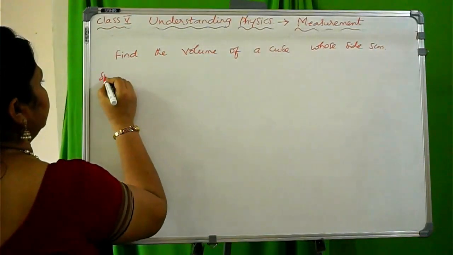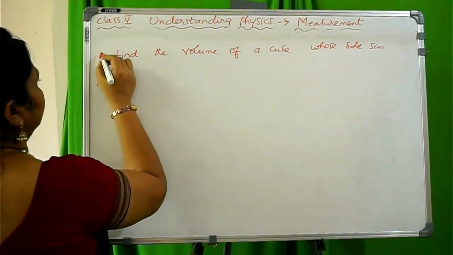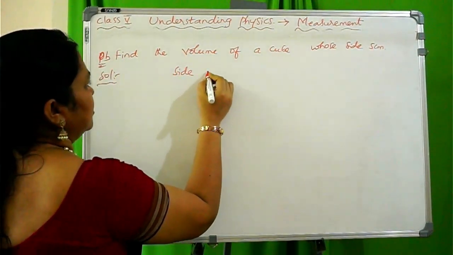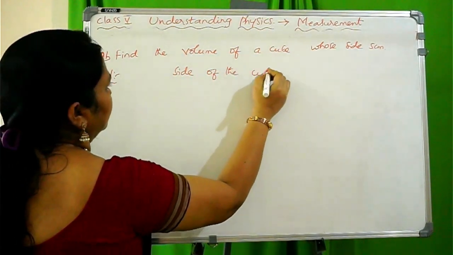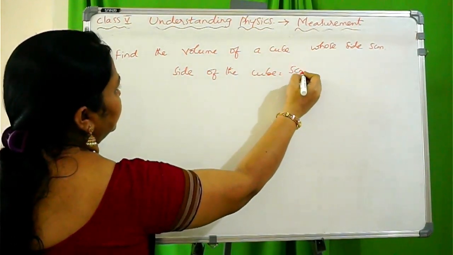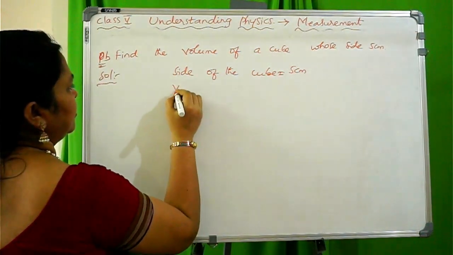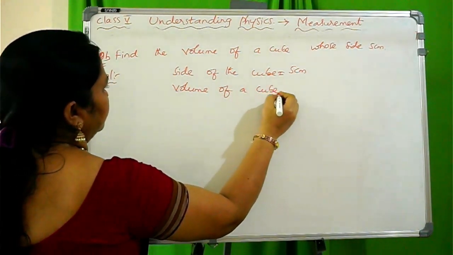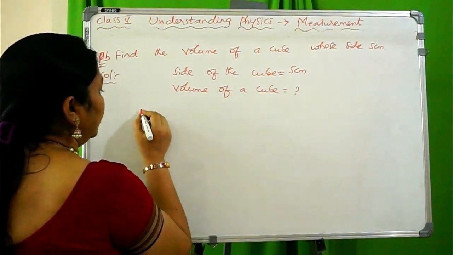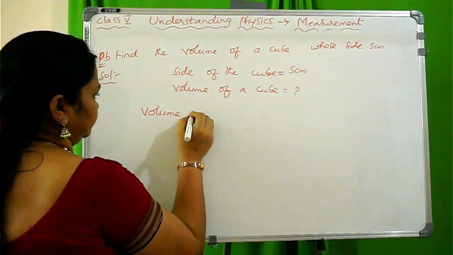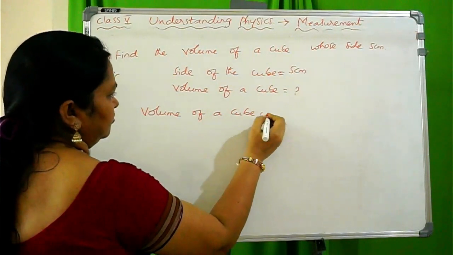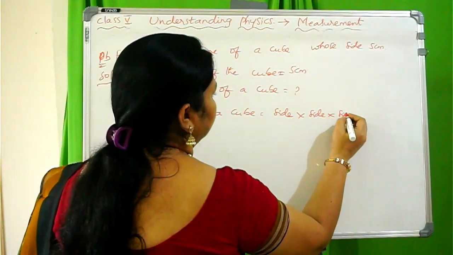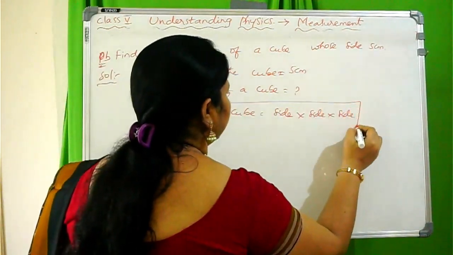Okay, now just write here solution. Okay, now side of the cube, how much have they given? 5 centimeter. Side of the cube is 5 centimeter. Now volume of the cube, question mark. What is the formula for volume of a cube? Side into side into side. Okay, draw one box for this formula.